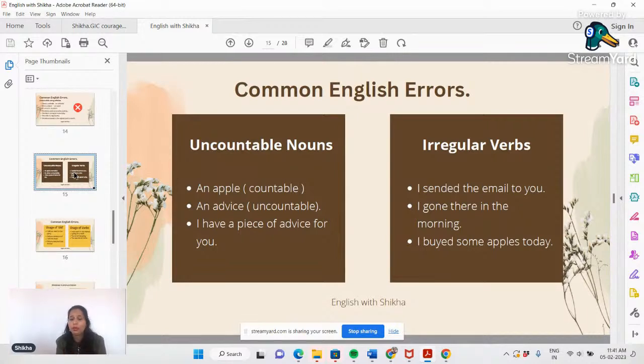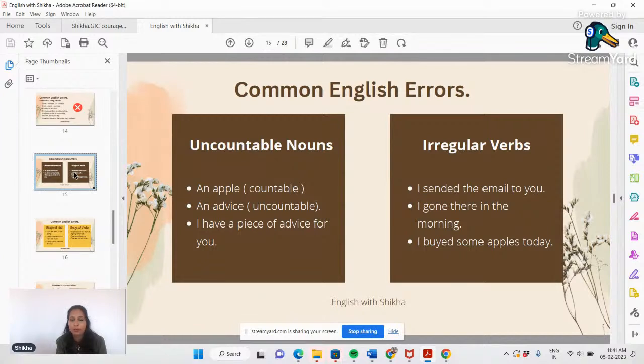Then, for irregular verbs, as I told you, if you don't have proper knowledge about verbs, you are definitely going to make mistakes in your sentences. So you have to understand the proper forms of verbs: which is the present form, which is the past form, which is the past participle form. And when you use these, then your sentences will be correct. Okay, "I sended the email to you." Sended? No. The past tense of send is sent.